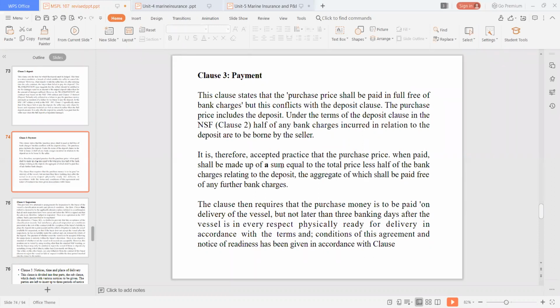It is therefore accepted practice that the purchase price when paid shall be made up of a sum equal to the total price less half the bank charges relating to the deposit, the aggregate of which shall be paid free of any further bank charges. The clause then requires the purchase money to be paid on delivery of the vessel, but not later than 3 banking days after the vessel is in every aspect physically ready for delivery in accordance with the terms and conditions of this agreement, and notice of readiness has been given in accordance with the clause.